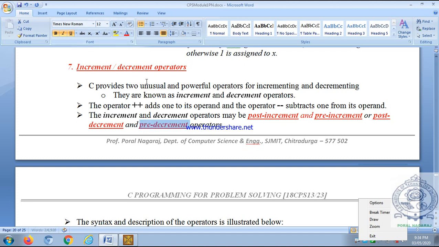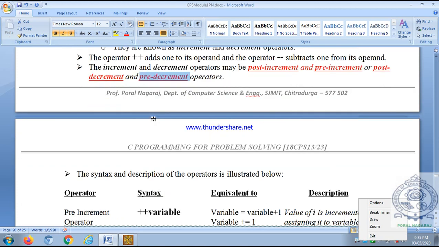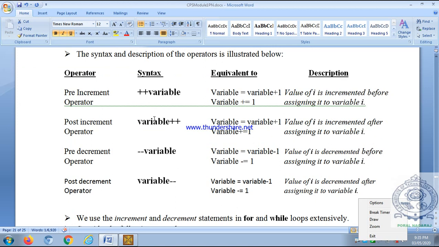What is the meaning of post and pre? Post means comes next, pre means comes first. If the operator comes before the operand, we call it pre increment or decrement. If the operator comes after the operand, we call it post increment or post decrement. What is the operator? Plus plus is the increment operator, minus minus is the decrement operator. So that's why we write the syntax and descriptions like this.